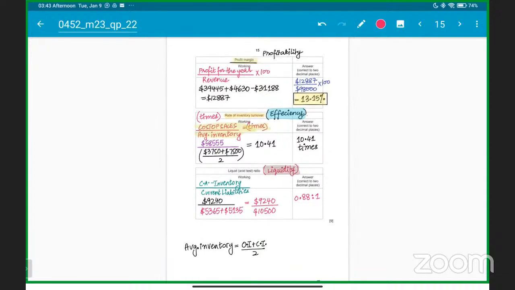Okay, rate of inventory turnover in times. How do you find it? It's basically cost of sales divided by average inventory. How do you find average inventory? It's the opening inventory plus the closing inventory, divided by 2. Okay, got that clear? Understood? Following? Everyone got this? Yes, sir. Okay, giving you 1 or 2 minutes to copy this down.